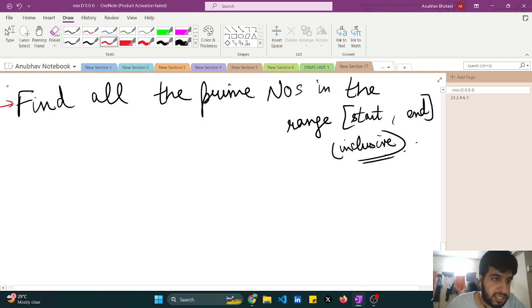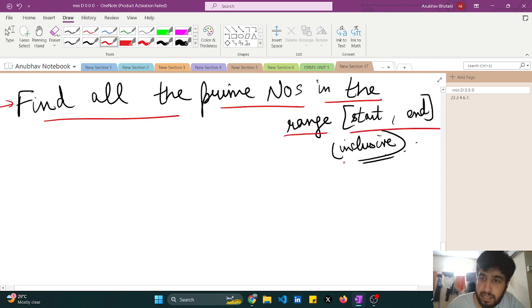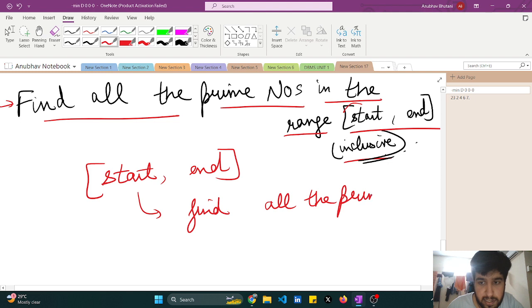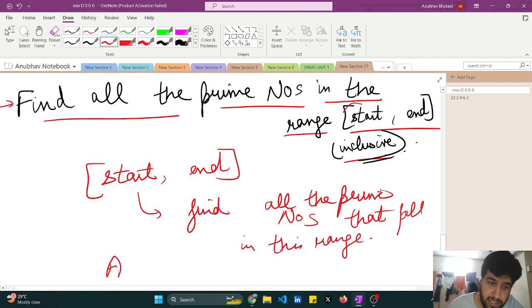First, we'll start by reading this question. Find all the prime numbers in the given range. You are given a range from start to end, and you have to find all the prime numbers that fall in this range. Assume that the starting and ending numbers are inclusive.